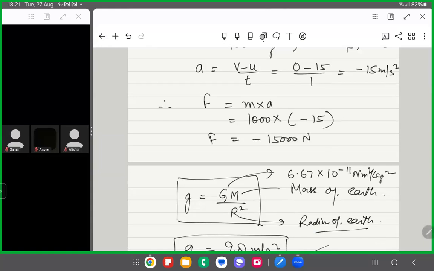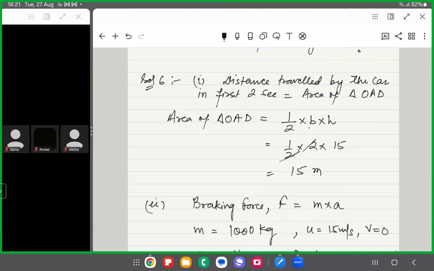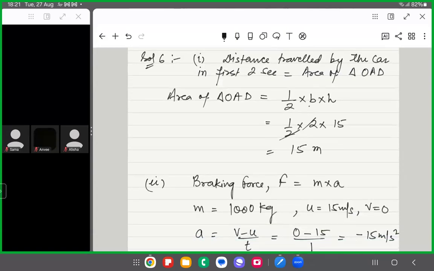So what is the braking force? Braking force is minus 15,000 Newton. This negative sign shows that the direction of the force is opposite to the direction of the motion. Is that clear? Yes or no? So in this way, we can find the distance traveled and the braking force. Is that clear?